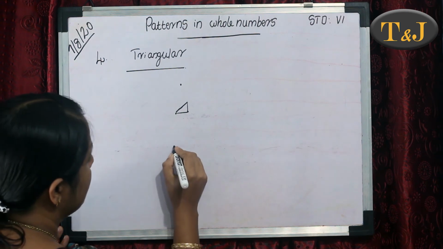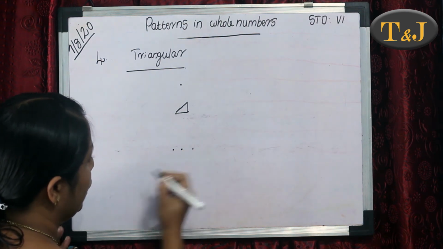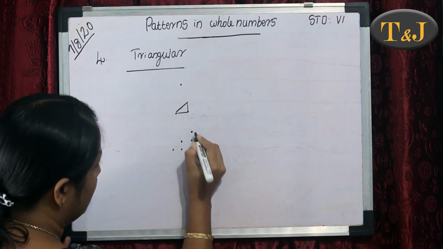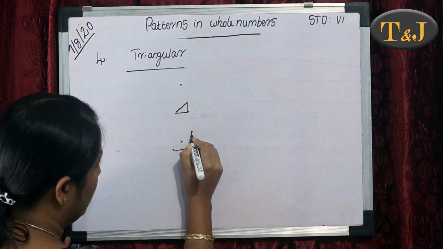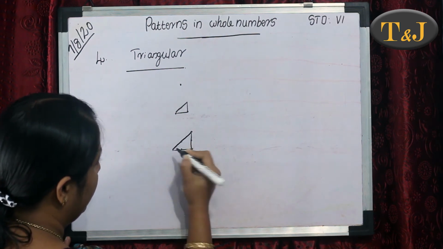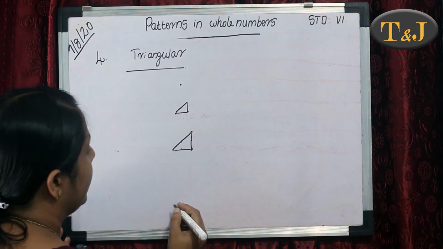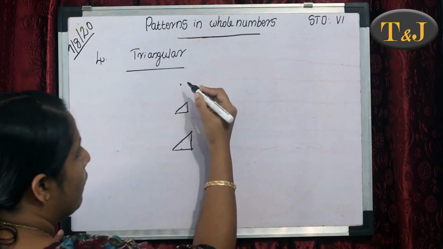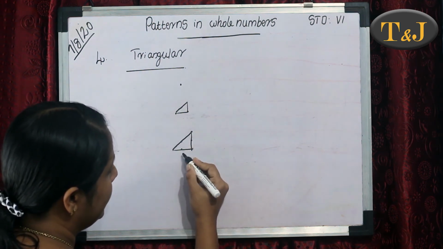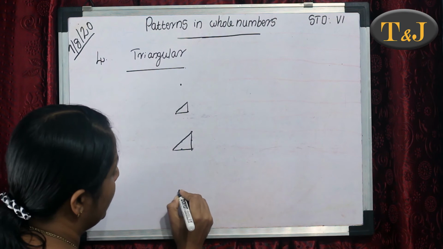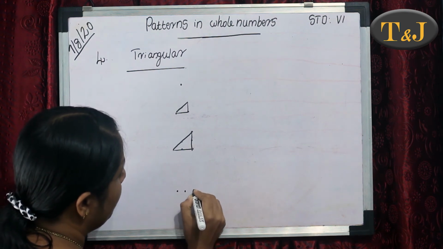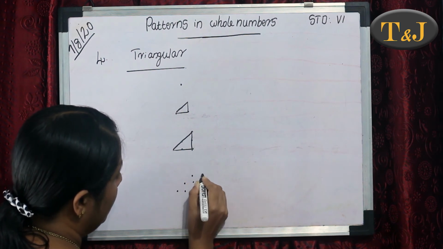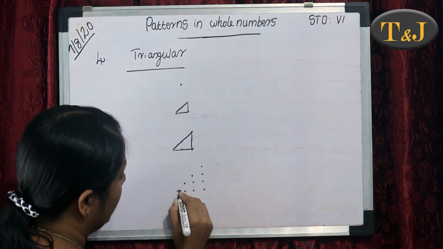Next we have to write 3 dots: 1, 2, 3, 3 dots as base. Then put 2 dots, then 1 dot. Then joining these dots, we get another triangle. Next, any idea? How can we draw the next triangle? Yes. 1, then here 2 dots, here 3 dots, so it is 4 dots as base. That is 1, 2, 3, 4. Then 1, 2, 3, 1, 2, 1. So joining these dots.